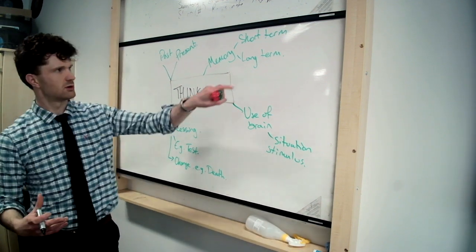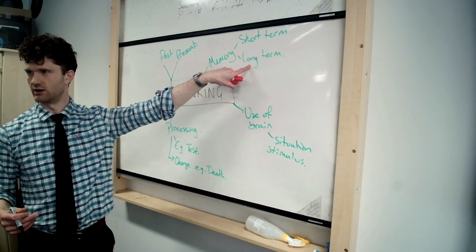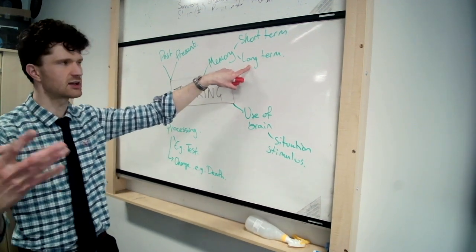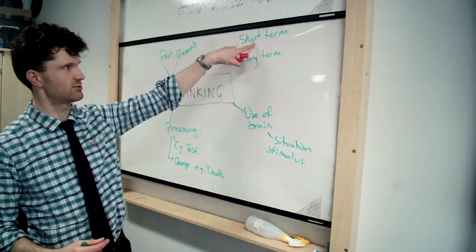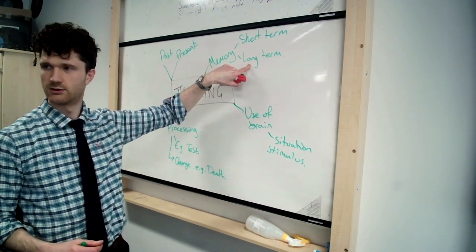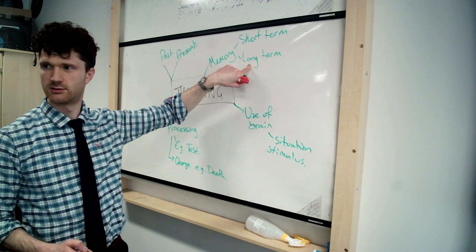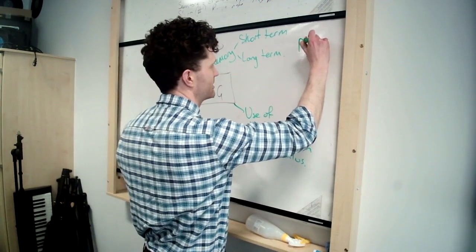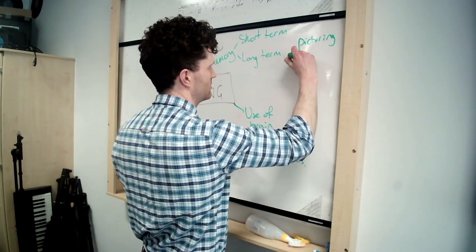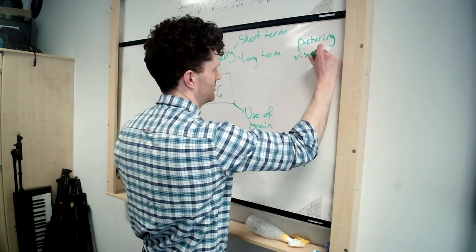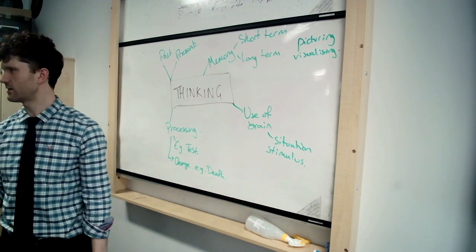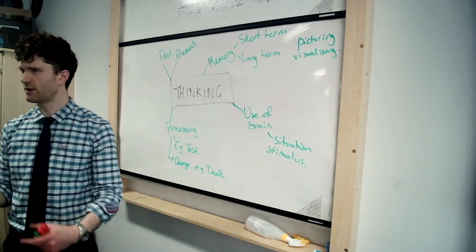How does stuff go from your short-term memory into your long-term memory then? And why might that be useful? Thinking. Yeah, so what sort of thinking processes might be happening when stuff's going from your short-term to your long-term memory? Okay, all right, yeah, okay, so picturing or visualizing. Yeah, that's quite nice.